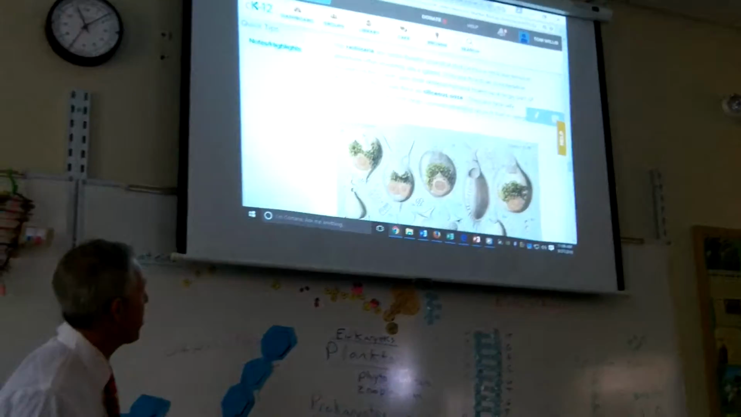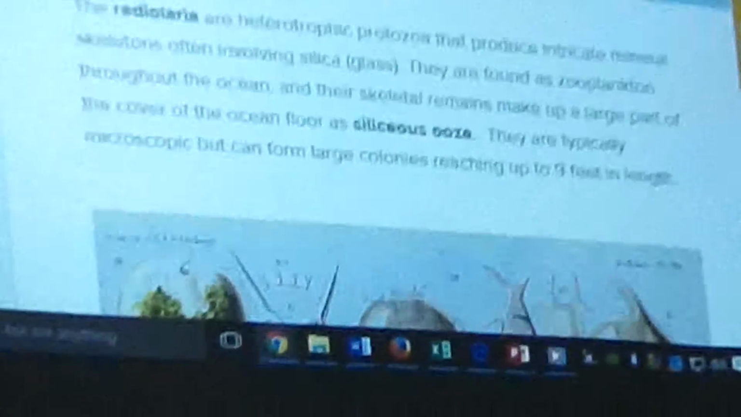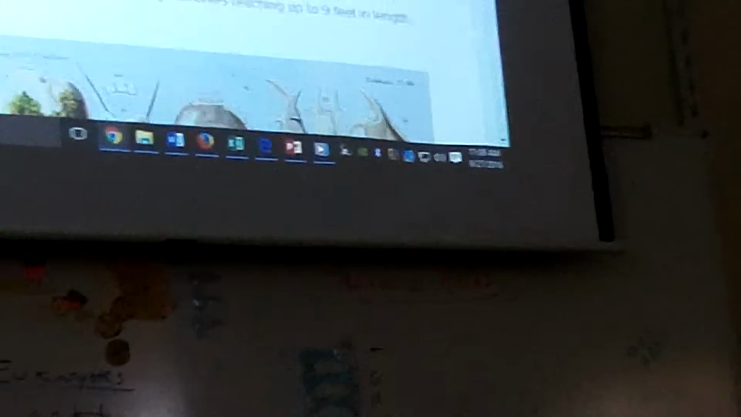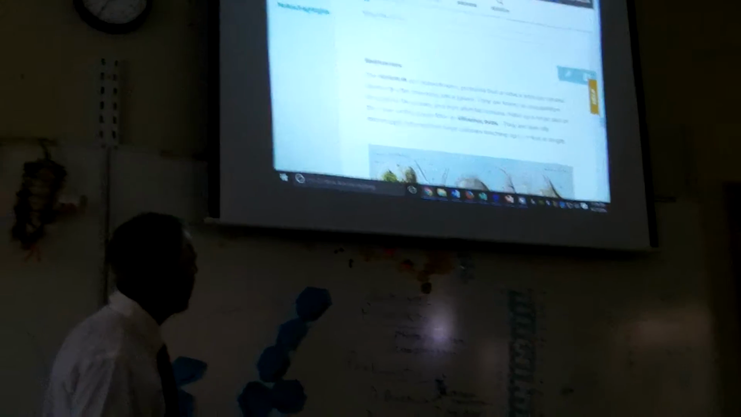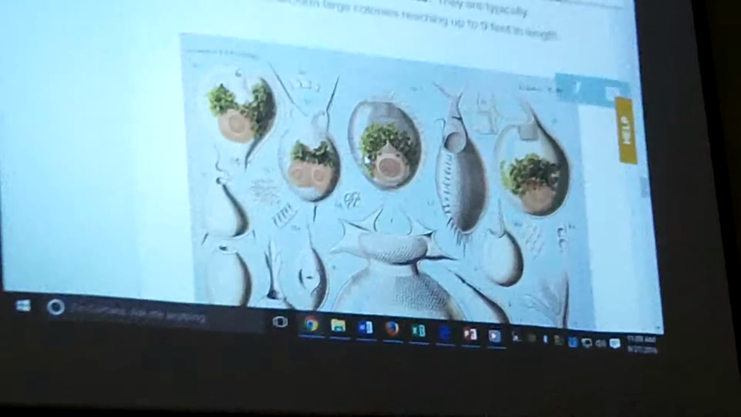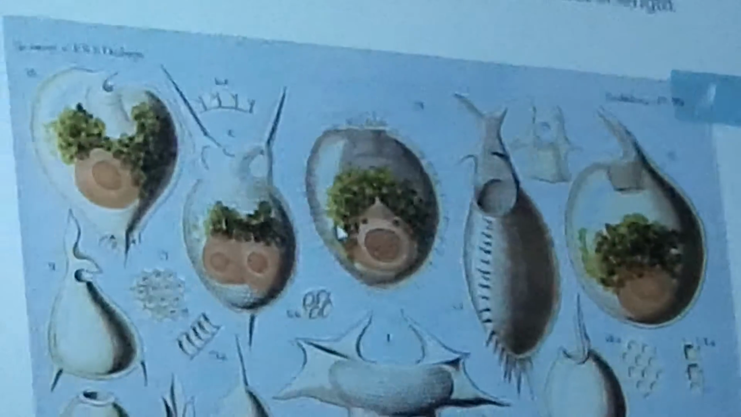Now, there's another group called Radiolarians. That's also fun to say. Can you say Radiolarian? Radiolarians. Radiolarians have shells too, but the shells aren't made of calcium carbonate. They aren't white. The shells are made of silica, which is glass.